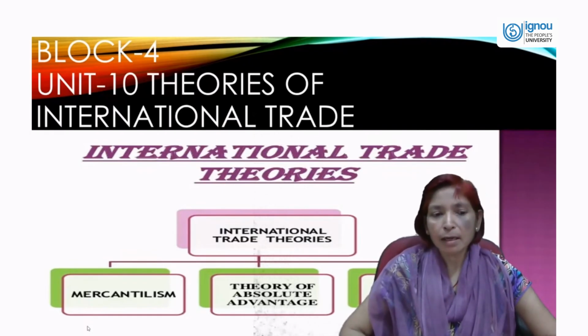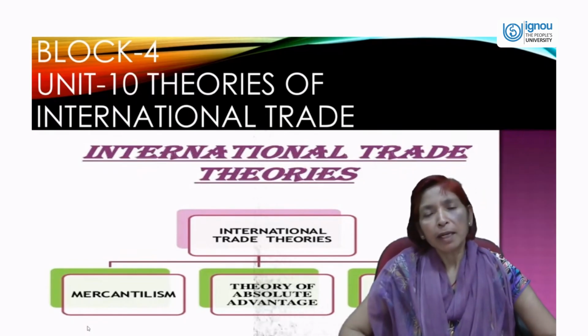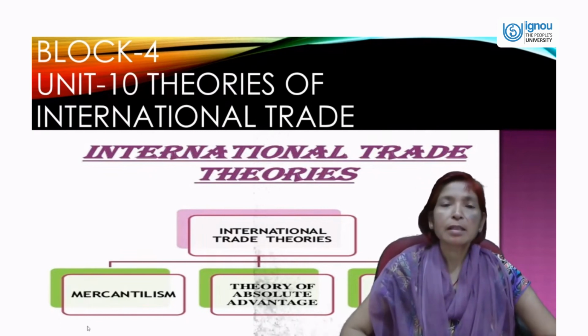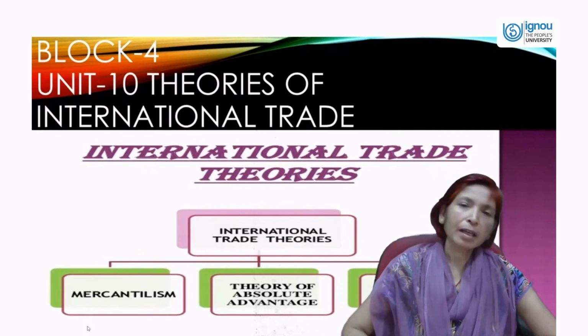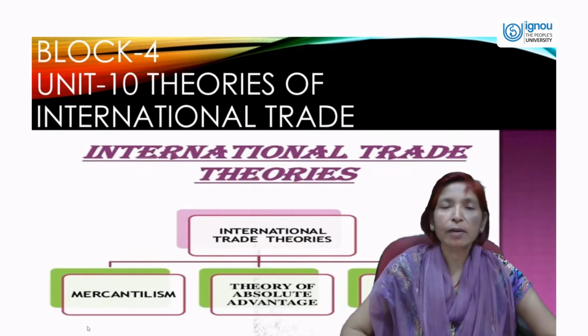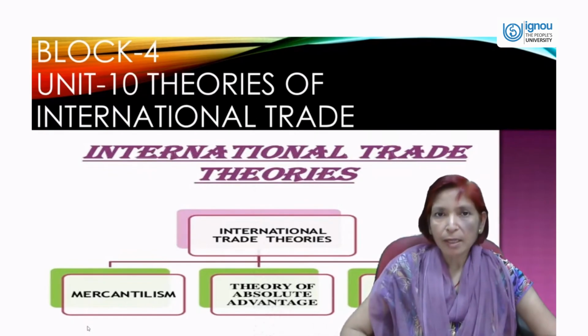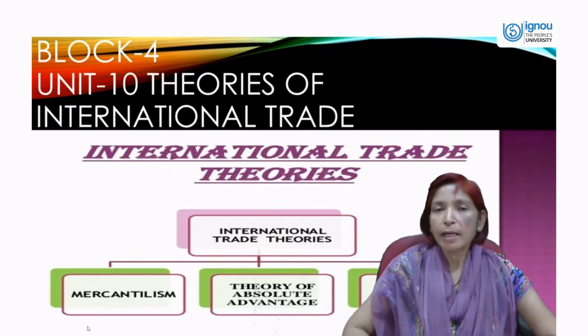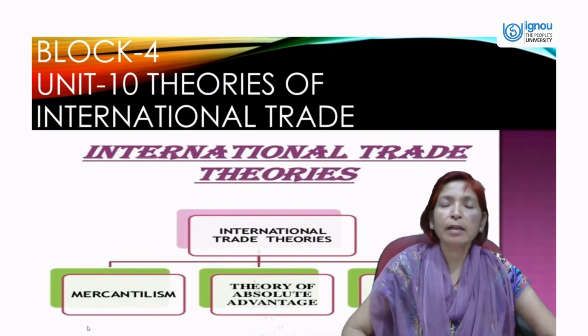International trade theories are mainly three. One is mercantilism theory, next is the theory of absolute advantage, and the theory of comparative advantage. These are the theories of international trade. But further, we can classify these theories in many parts, like classical theories of international trade, new classical theories of international trade, and modern theory of international trade.